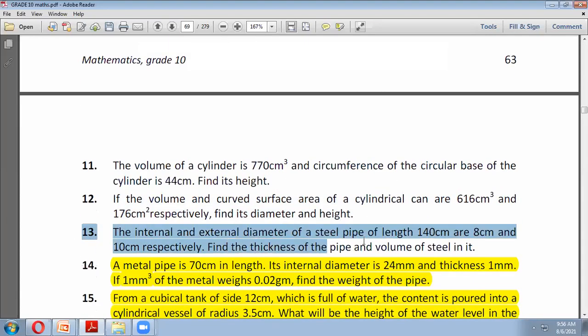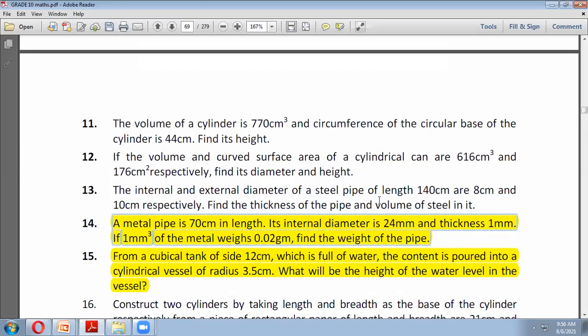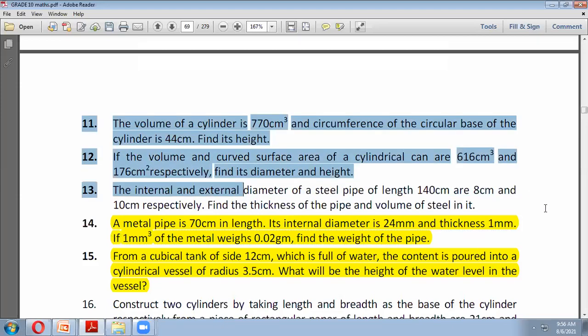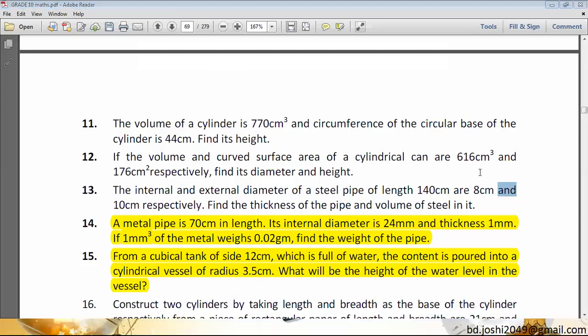And question number 13 is similar to question number 14. The internal and external diameter of steel pipe are given. Find the thickness of pipe. In question number 14, the metal thickness is given. In question number 13 it is said to find out the thickness. So if diameters are given, find out the radius. 8 centimeter is the internal diameter, so radius will be 4.